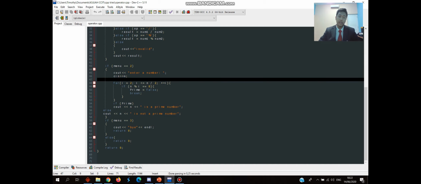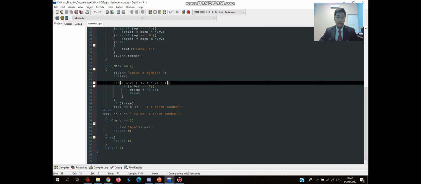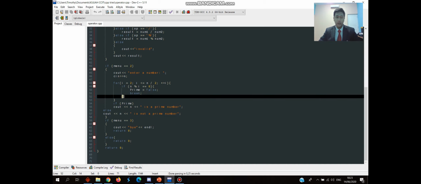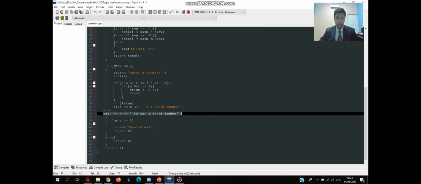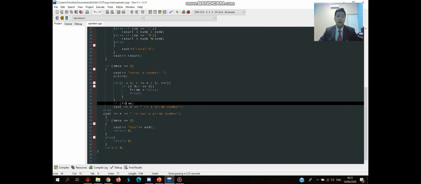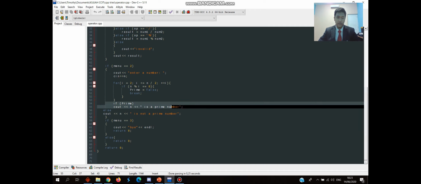Let's say the user inserts a number that can be divided by the value of i. The code will set prime to false, which executes this branch, so the output will be that the number the user entered is not a prime number. But if the opposite, that the number cannot be divided, then the number is prime, like we see over here.